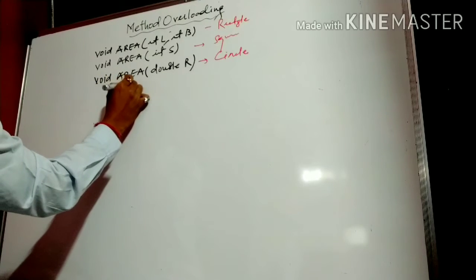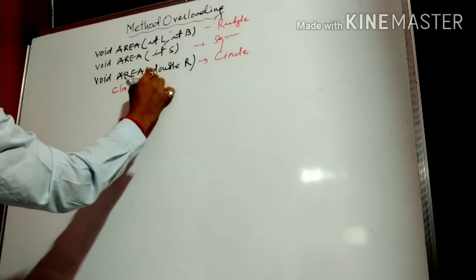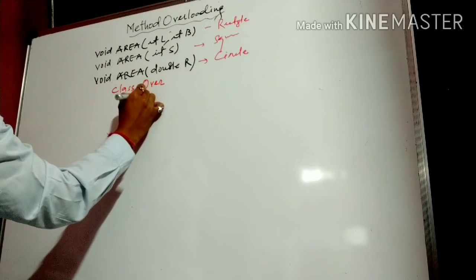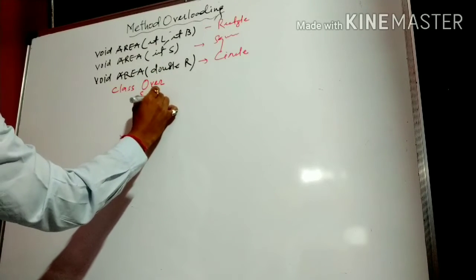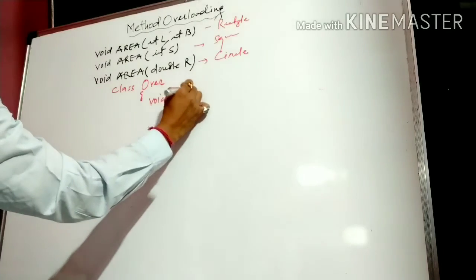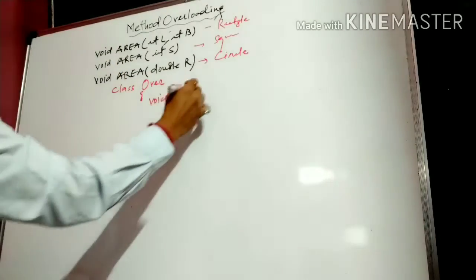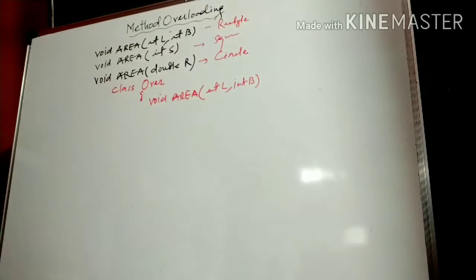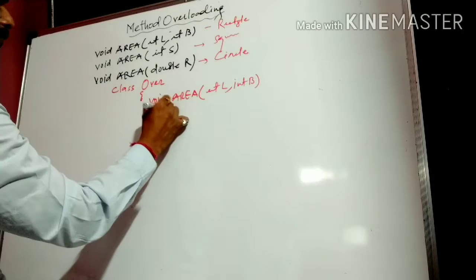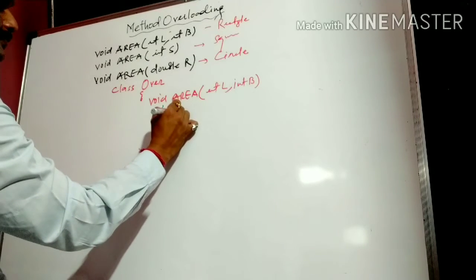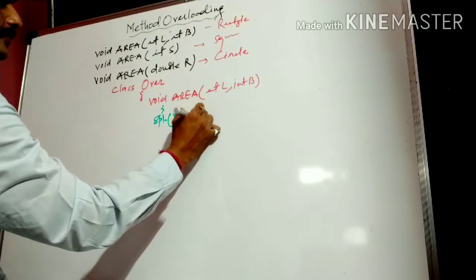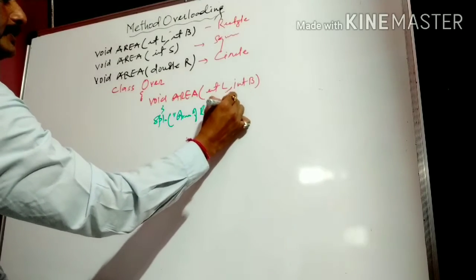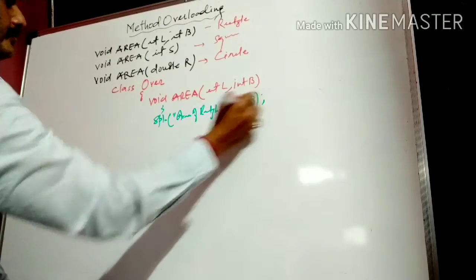We'll start with the class name. This is the class. Write the name of the method, void area, as prescribed in the question paper, here int L comma int B. You will get the formula for all of these. Here is the area of a rectangle. You can write the area of a rectangle is equal to L into B. This part is over.